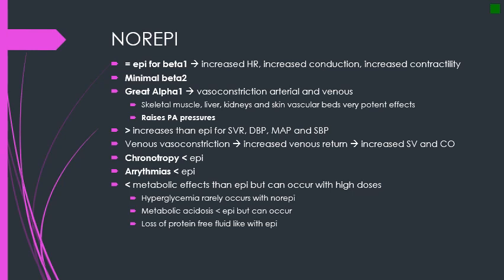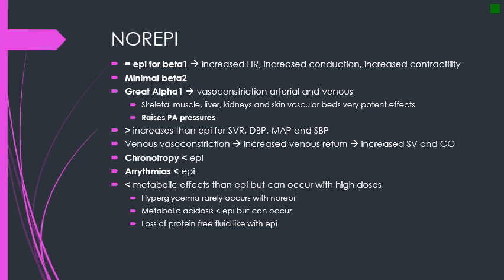It does raise those PA pressures, so you have to consider that for patients with a history of pulmonary artery hypertension. It works more efficiently than epinephrine for your SVR increases and for your actual blood pressure, for increasing your diastolic, your systolic, and your mean arterial pressure. So it's great for increasing your blood pressure and increasing your stroke volume and cardiac output.